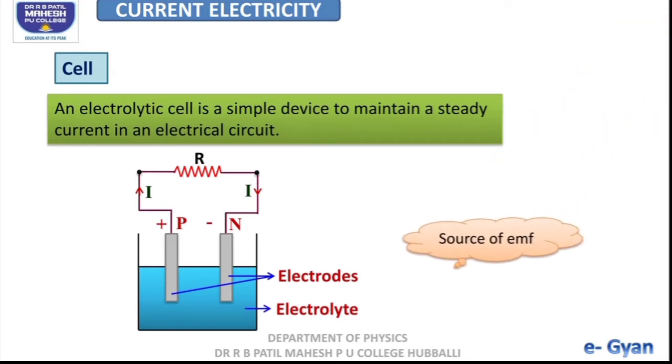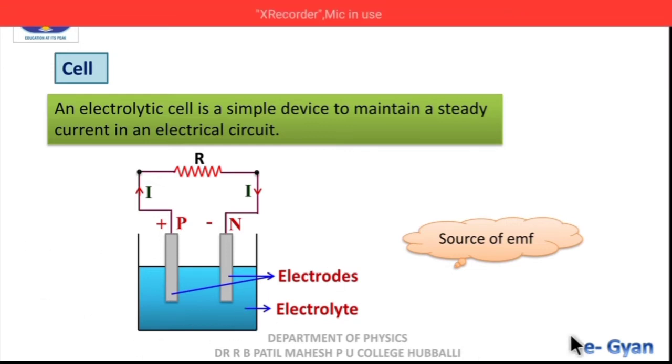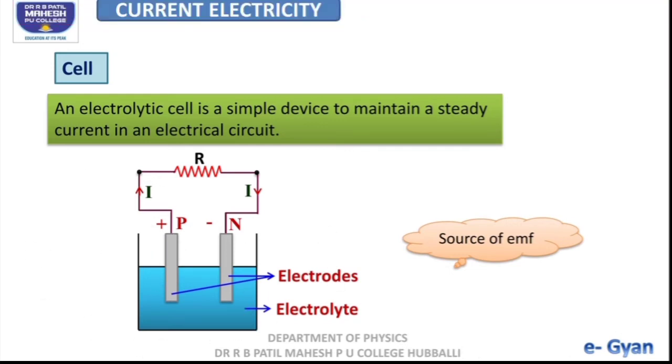Cell is a source of EMF, and in circuit diagrams we cannot show the cell by this figure. Instead, we have another symbol and we will be using that. This is the symbolic representation of a cell, where the longer line represents the positive of the cell and the shorter line represents the negative of the cell. Now let us move to the next slide.